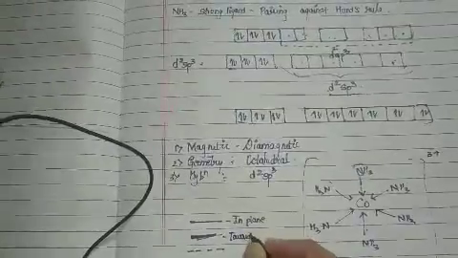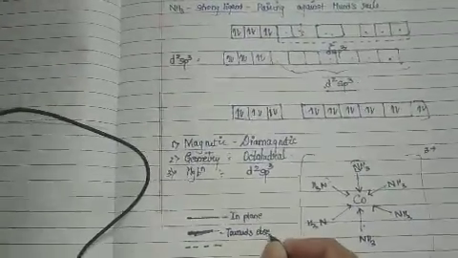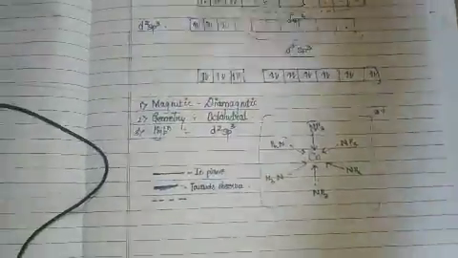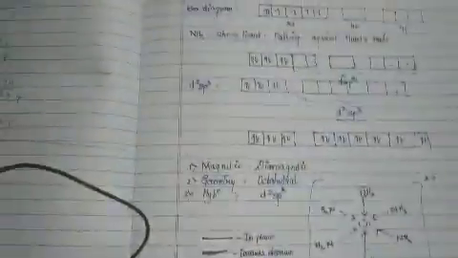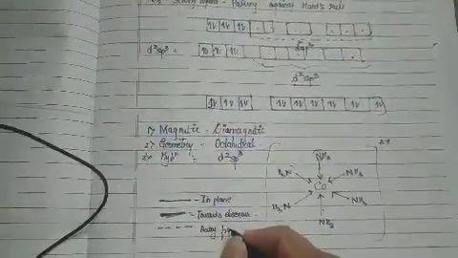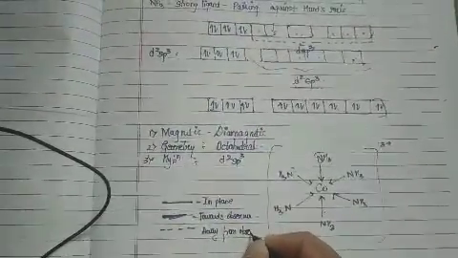Towards observer. That is, you're observing and the bond is coming towards you. The dashed line means what? The backside of the book. If I'm writing this one as a plane, whatever is going backside of this book, that is called what? Away from observer. Away from observer.